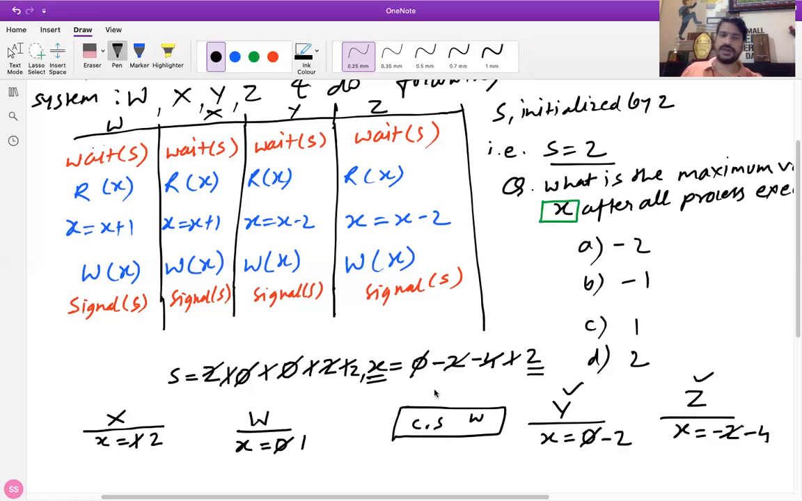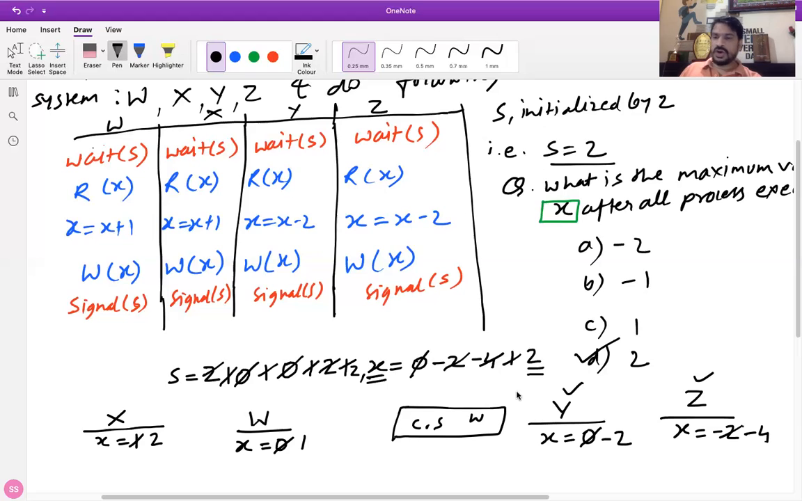So you see here, what is the maximum value of X possible here? Maximum value of X is possible if we do not allow Y and Z to execute. The X value initially is 0. It will increment by 1, it will become 1. It will increment by 1, it will become 2. So the maximum value of X will be 2, and we are getting the maximum value of X as 2 when we execute all the processes. So 2 is the right answer.